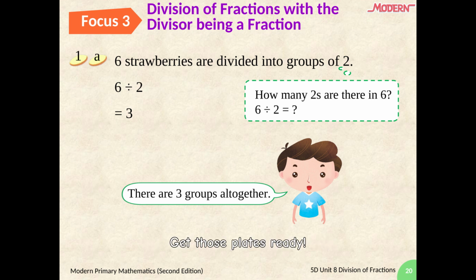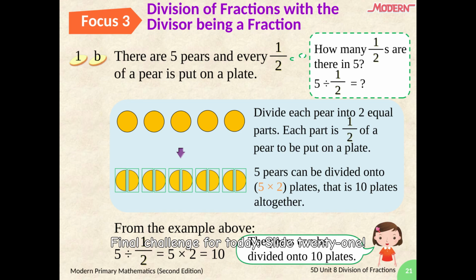Pears. Get those plates ready. Final challenge for today. Slide 21. 5 whole pears. We put half a pear on every plate. How many plates do we need? In other words, how many 1/2s are there in 5? We divide each pear into 2 equal parts, and we get 5 times 2, which is 10 plates. 5 divided by 1/2 equals 10.